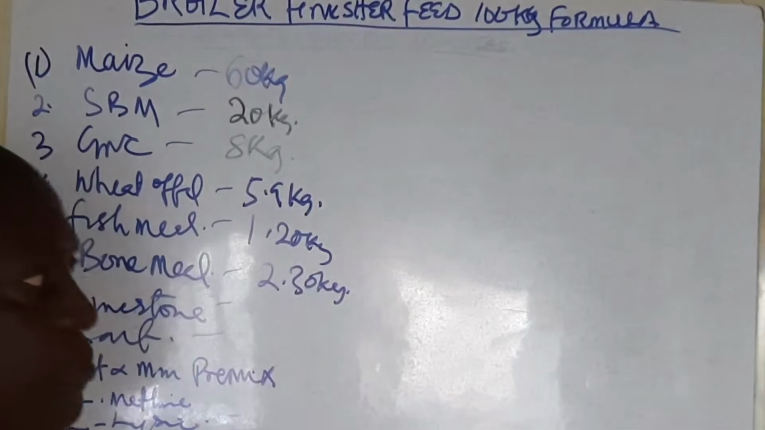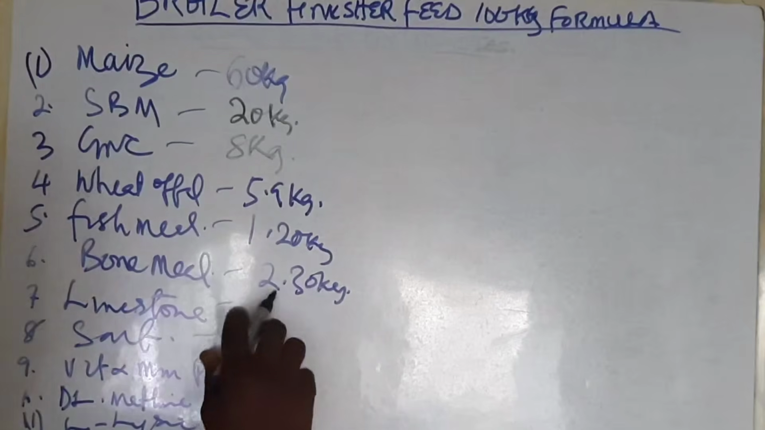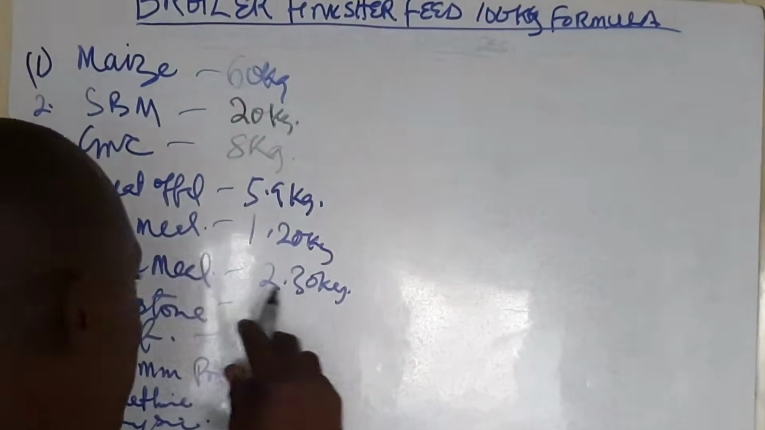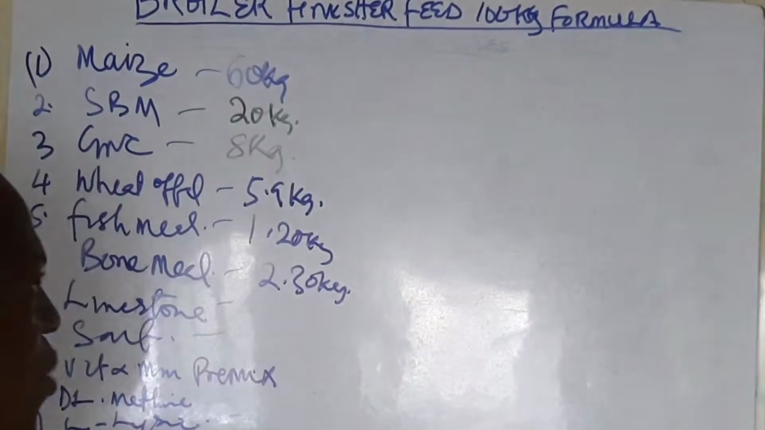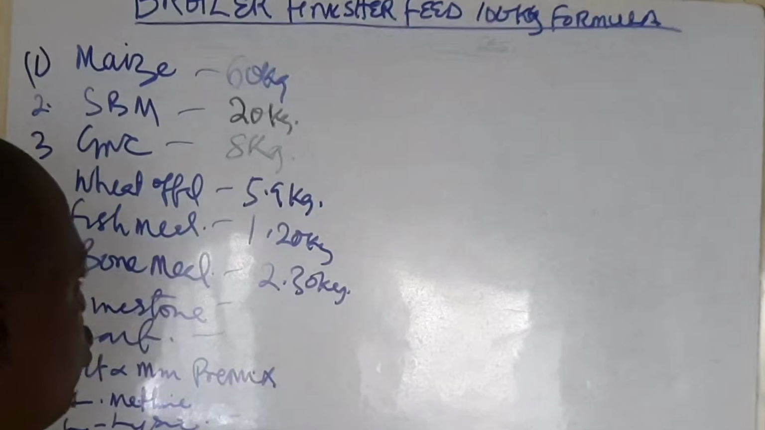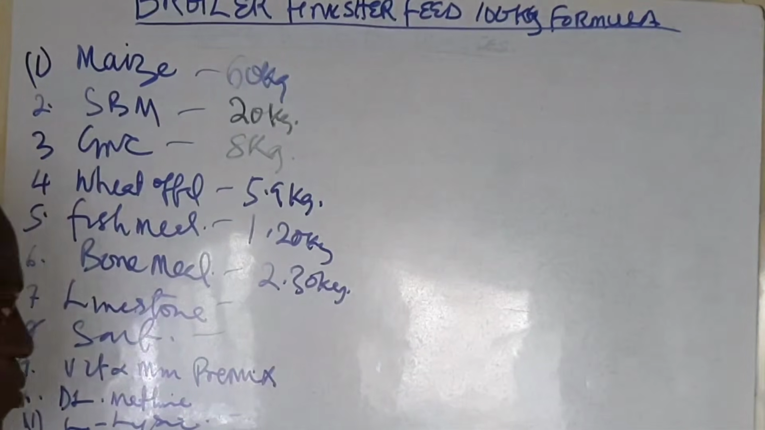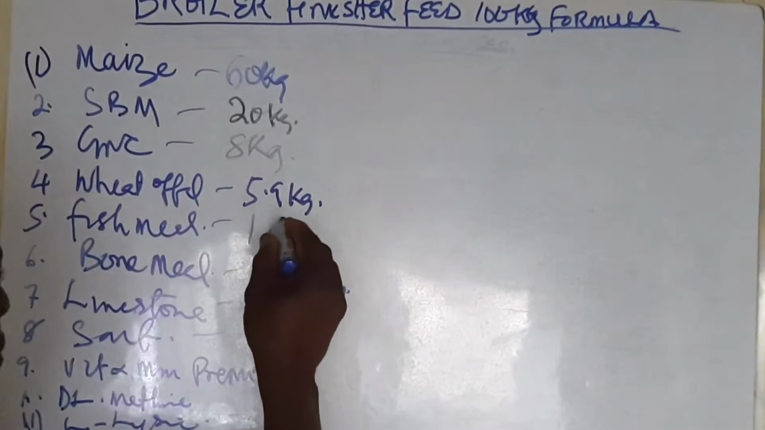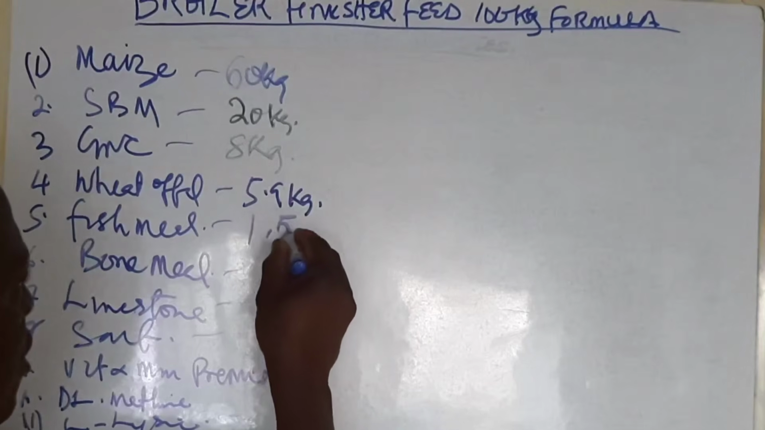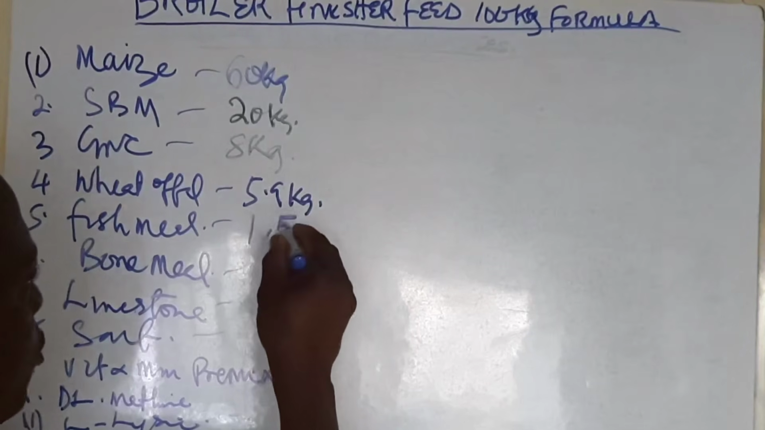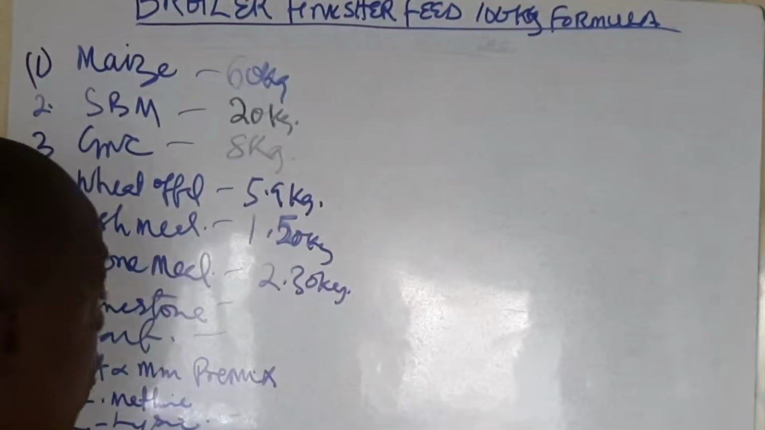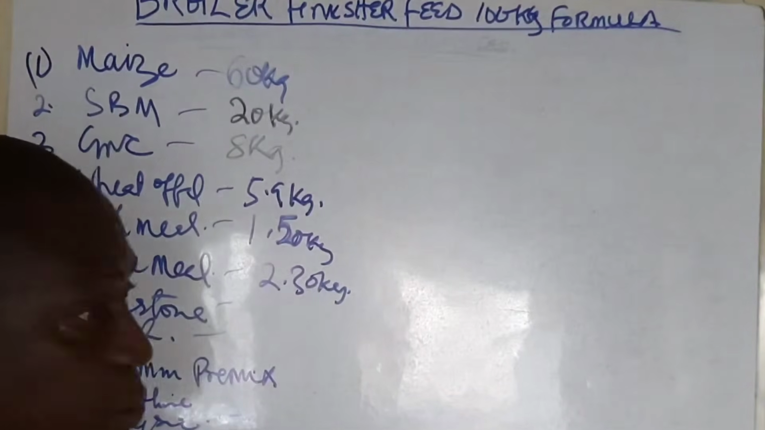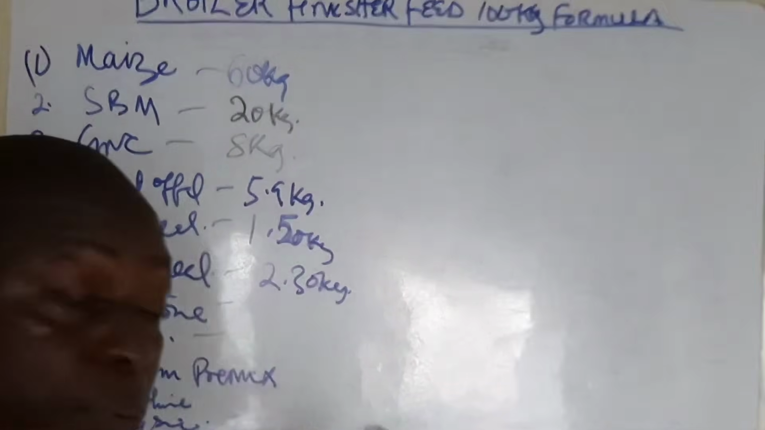For bone meal, we are using 2.3 kg. Then our limestone here, we are making use of 1.2 kg. We can still increase our fish meal up to 1.5 so that it will increase the protein content, because fish meal is mostly for protein. We can use 1.5 here. That will boost the protein content since we are not making use of blood meal.